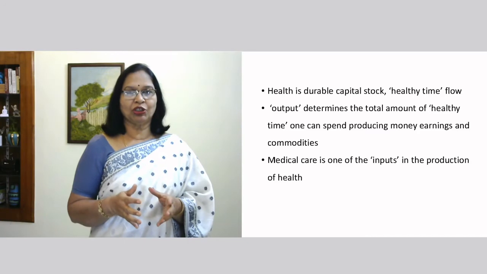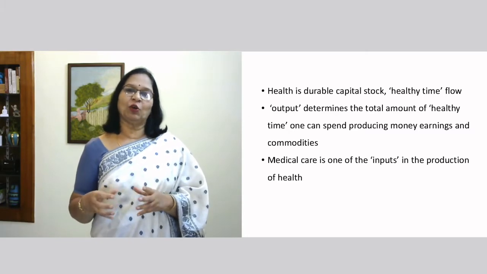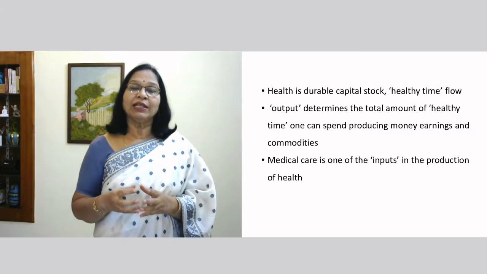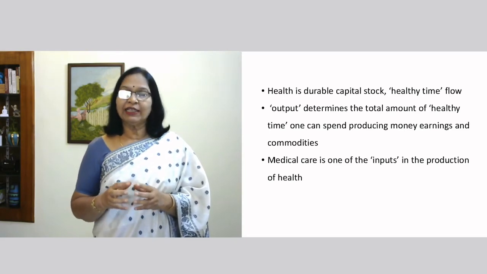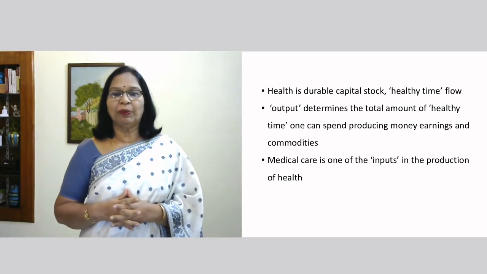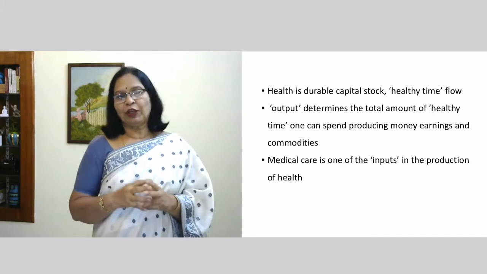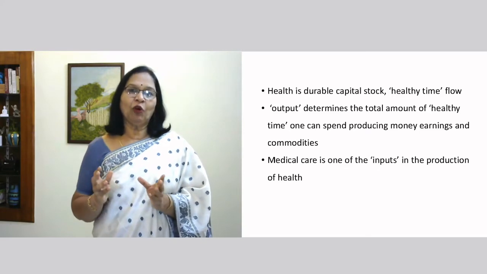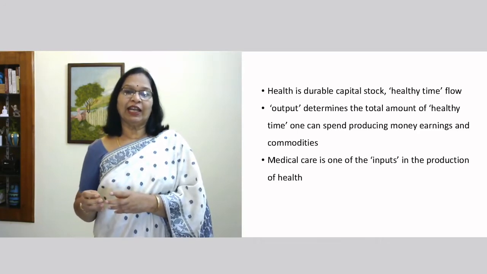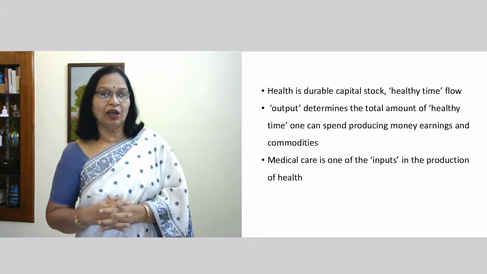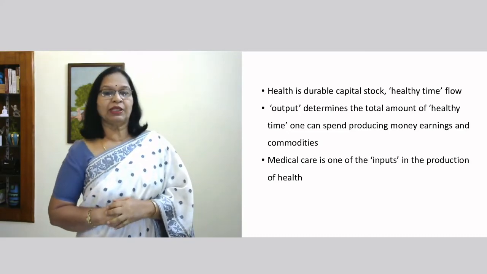So here, when we talk about a human being having a stock of capital, then we say that there is a flow of that health also for the person to enjoy. Now, what is that flow? The flow is the healthy time that comes out of that stock of capital. And this healthy time is a time available to a person which he or she can spend in producing money, earnings, and commodities. So, if the stock of health is good, then the flow that will come out of that stock is the healthy time, and this healthy time means the person can engage himself or herself in producing goods and services and earnings. Now, medical care is one of the inputs in the production of health.